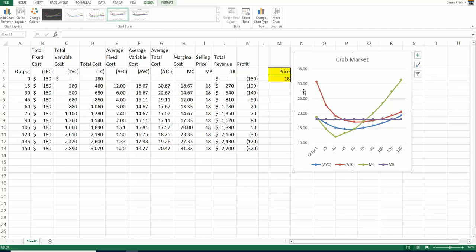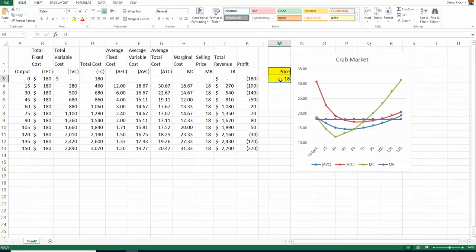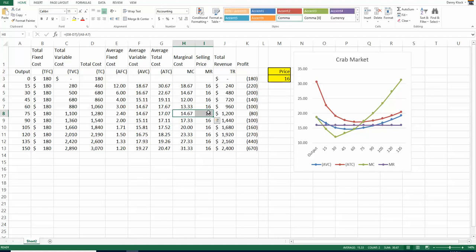But the problem is, it is a market. It's a competitive market, well, a pure competition market, so the price of crab could go down. And let's say it drops to 16. I'm just going to change this in M3. And then bang, there's my marginal revenue line dropping down. And then you can look over here on my numbers and see where marginal revenue is close to marginal cost. The closest point is right here on row 8, and we have a negative profit of 80.